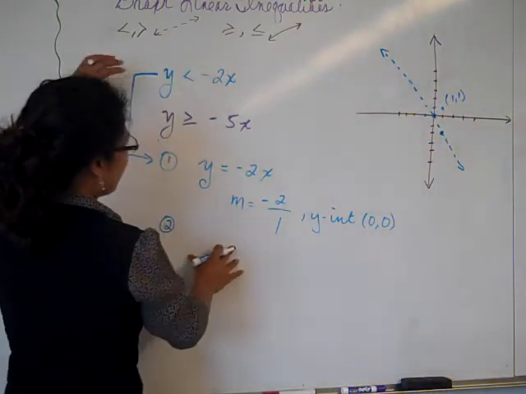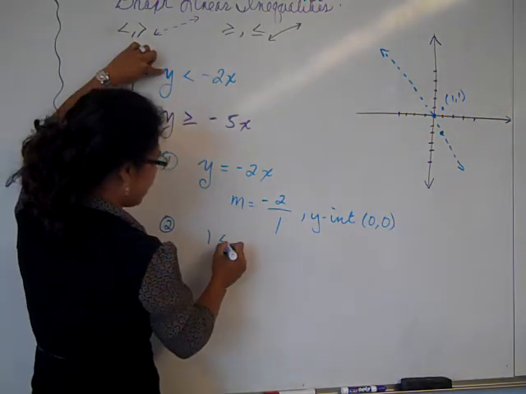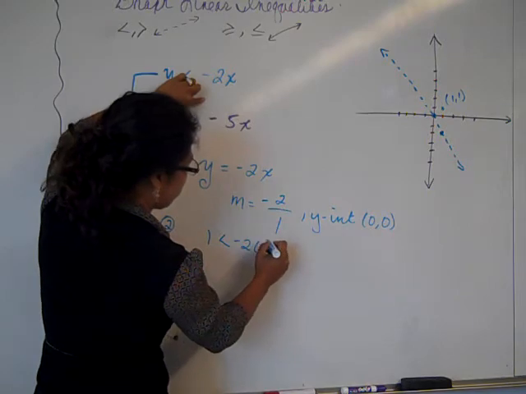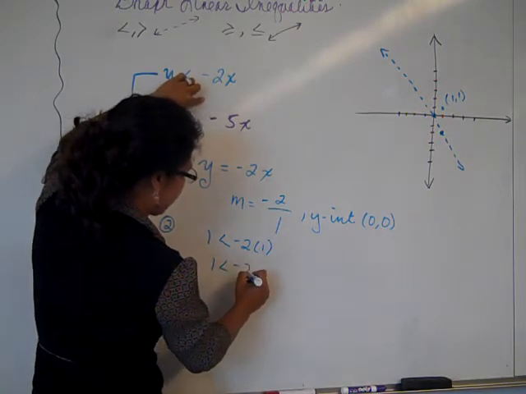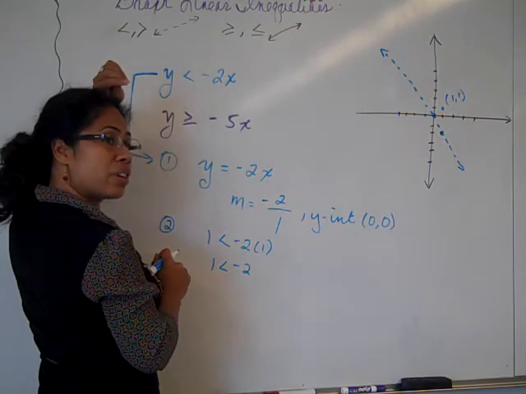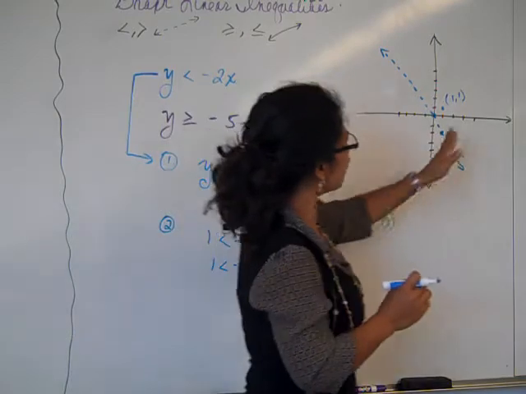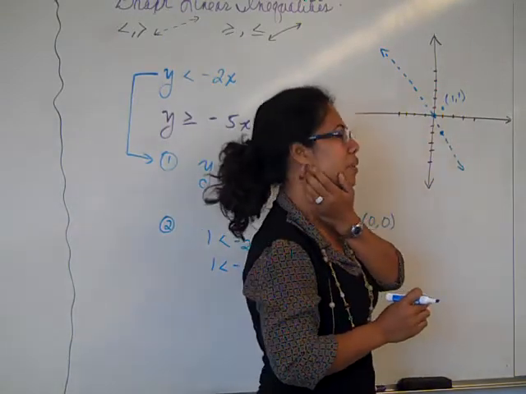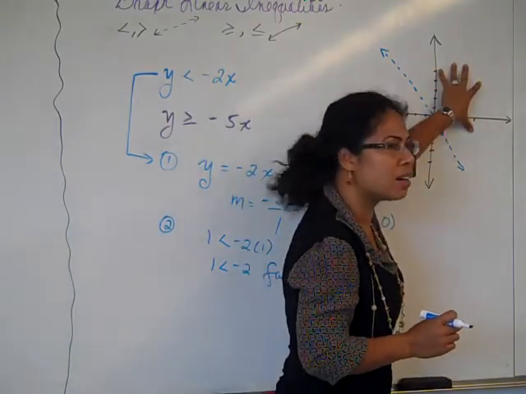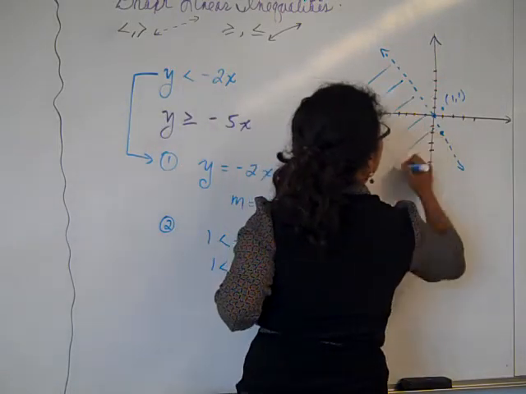All right, you're going to take that point and plug it into the original. Y is 1, less than negative 2 times 1, so is 1 less than negative 2? Yes or no? No, so this is false. So if this is false, then what side do you belong to? That's right, you do not belong here. You belong here. So shade that side.